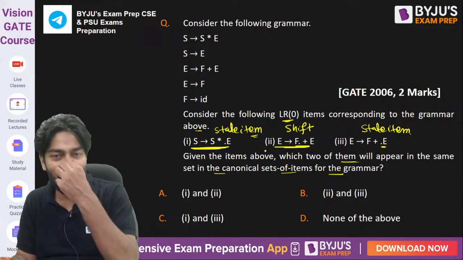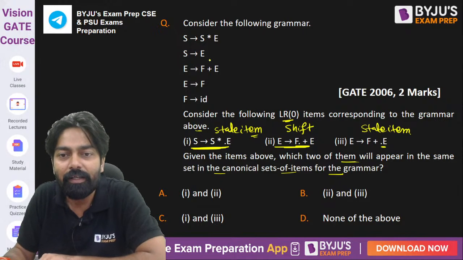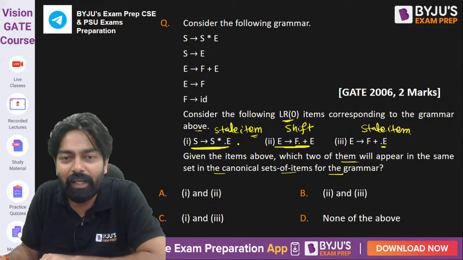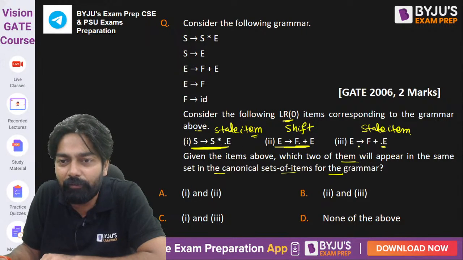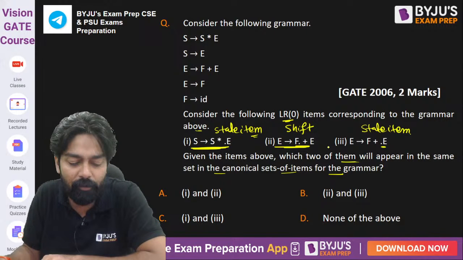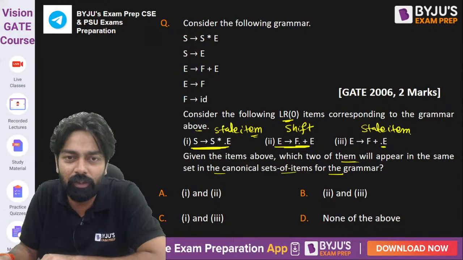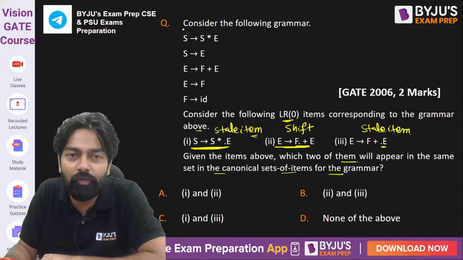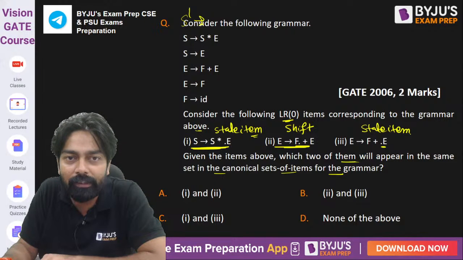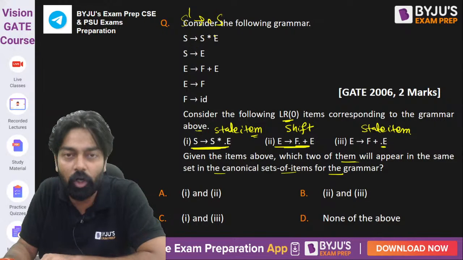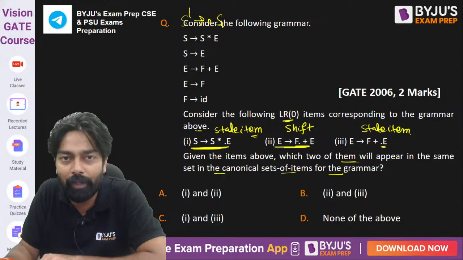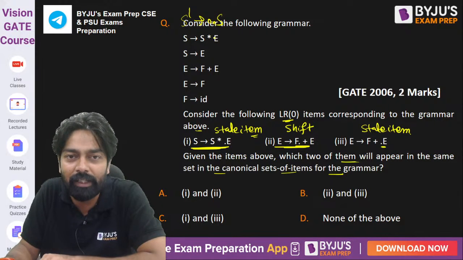But if you see clearly, any one of them will be in the same state. See clearly here. This is common sense also. Even so, if you want, let me write S' goes to dot S. I made the augmented grammar, and I will make the LR0 items. Now I am finding the closure of this. So S' goes to dot S.